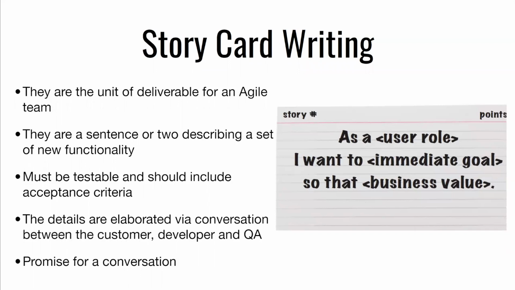You can see this card that's been mocked up with a pattern that is typically used for story points. As a user role or as a somebody, I want to do something, an immediate goal or something that they want to achieve, so that they achieve some sort of value or they get something done. So it's very lightweight. It's written in English.